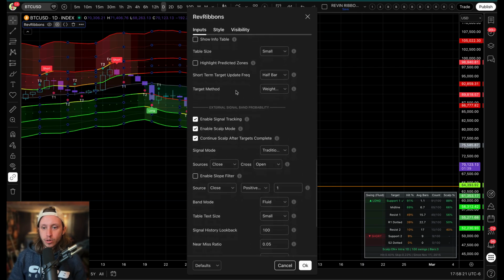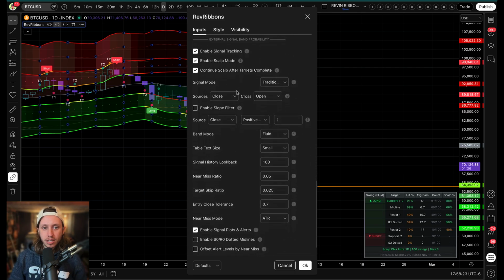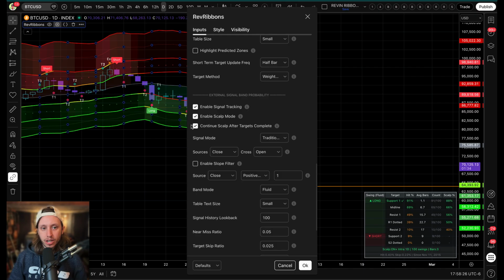So the first thing you want to do if you want to use this system, well, first of all, you can use it completely without the system, as I have explained in other videos. But if you want to get the signals for it, just enable the signal tracking. If you want to have scalp mode on, which we'll talk about in a minute, I'm going to take that off right now. Just the really basics. Right now, we are just using the signal tracking, and we are on traditional swing. External cross is for these other sources right here, and I'm not going to look at that in this video.